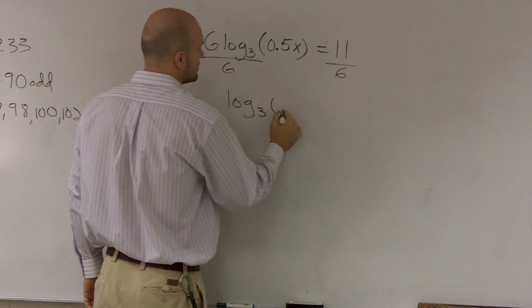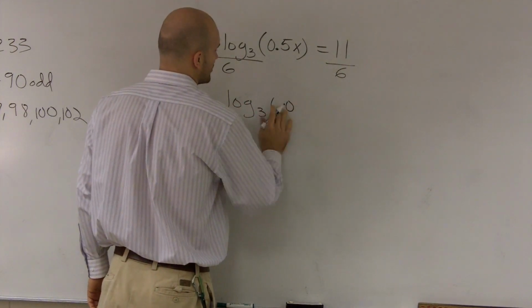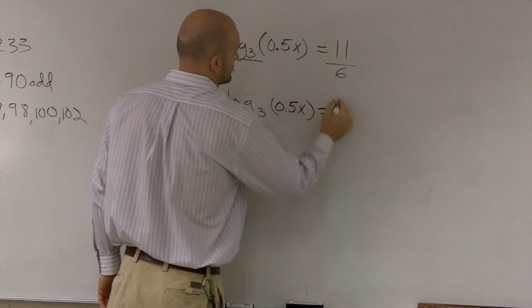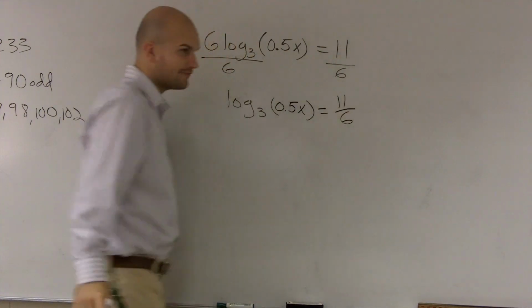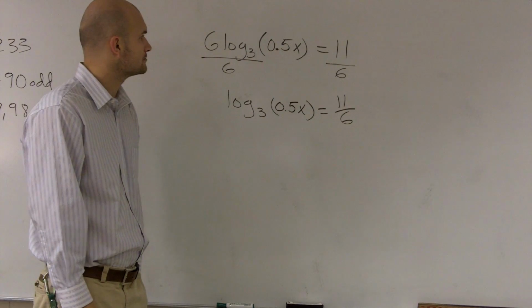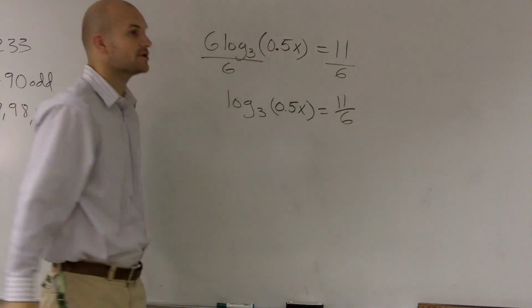Log base 3 of x minus 0.5 equals 11 over 6. Yes? Couldn't you have taken the 6 and made an exponent? You could have made it a 6 as an exponent as well, yes.